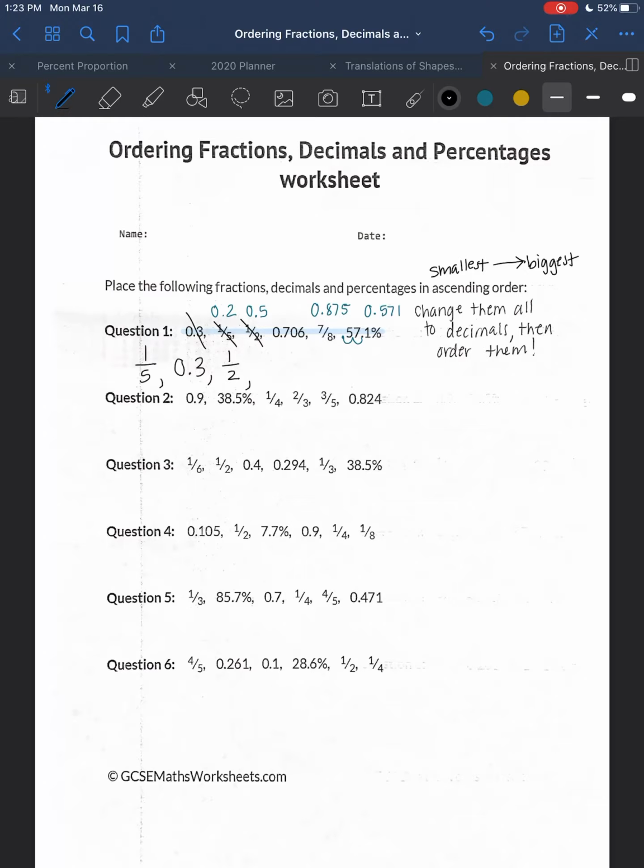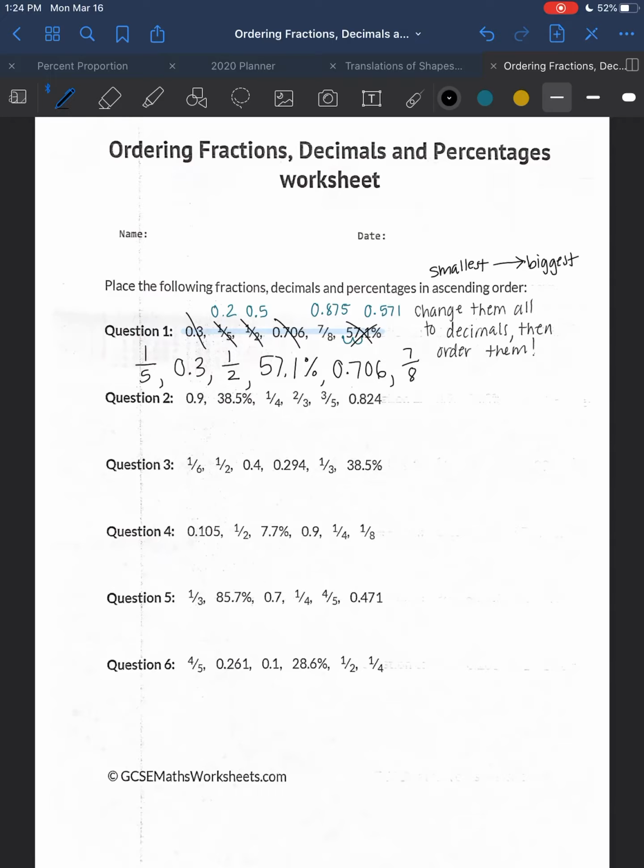So 57.1% is next. That is 0.571 as a decimal, but we write our answer as what they gave us. And they gave us that 57.1%. Then I would say 0.706 is the next biggest, and then 0.875, which is 7/8 in our original, okay? So these are how we would list our numbers in ascending order.